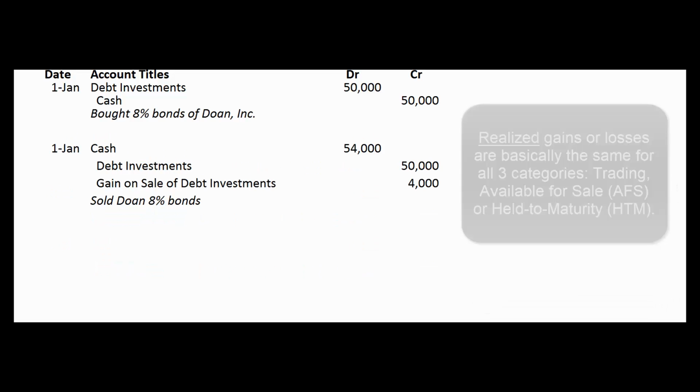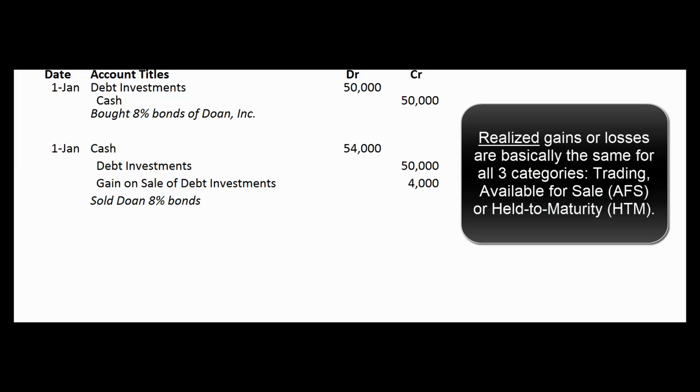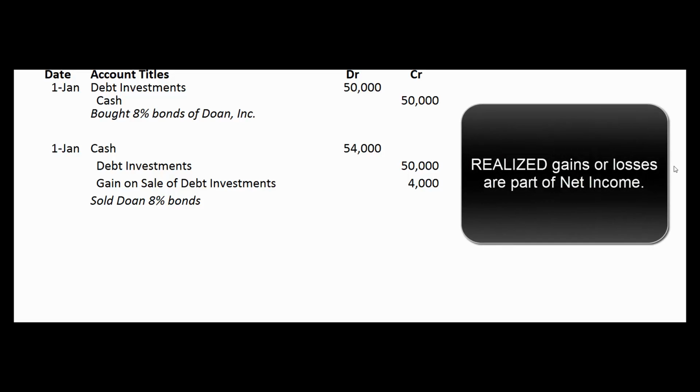Okay, now let's pretend like it's January 1st. All of a sudden the bonds go up. They were worth $50,000 before, now they're worth $54,000. We sell them, we debit cash for $54,000. We take them off our books with a credit of $50,000. Remember, they were on there with a debit balance of $50,000. And the difference is the $4,000 gain. And obviously that's going to be part of other revenue and gains on our income statement.